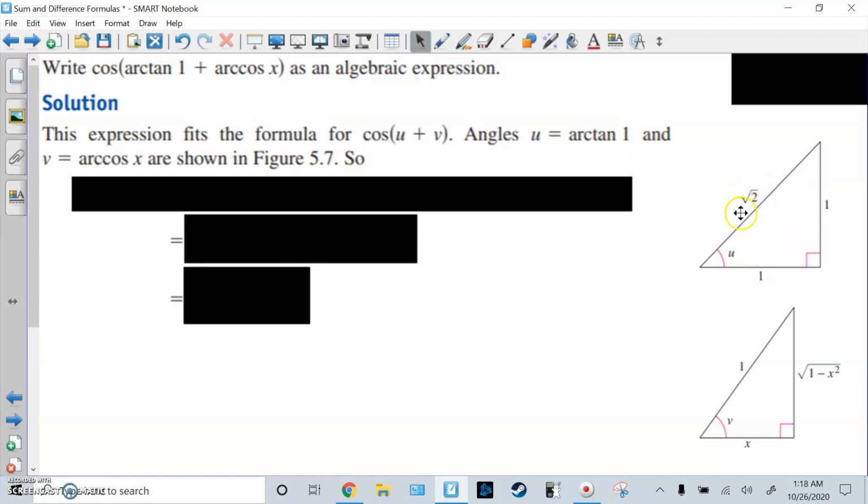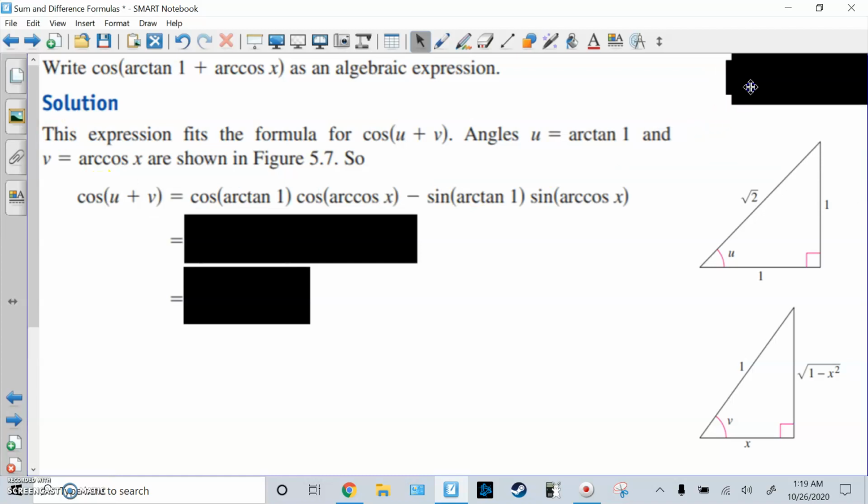Using the Pythagorean theorem, you get root 2. And then here for v, here's the angle. What's the angle where cosine is x? Cosine is adjacent over hypotenuse, so that's going to be x over 1. That's why it's x here for adjacent, 1 for hypotenuse. You do the Pythagorean theorem, and you get the square root of 1 minus x squared there.